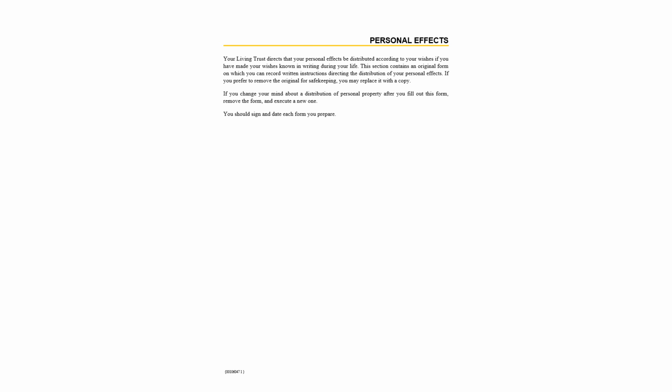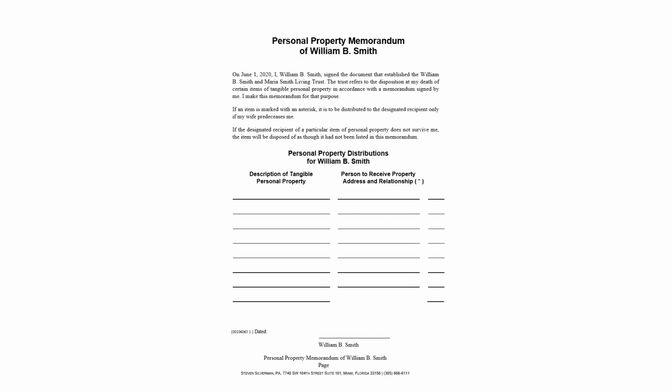The Personal Effects tab is where we have a very important document for family harmony. We've put your personal property memorandum here. This is for you to fill out on your own. We don't ever get a copy because you can always change it. This is where you deal with your personal property, and it's a very important thing that you list this down.